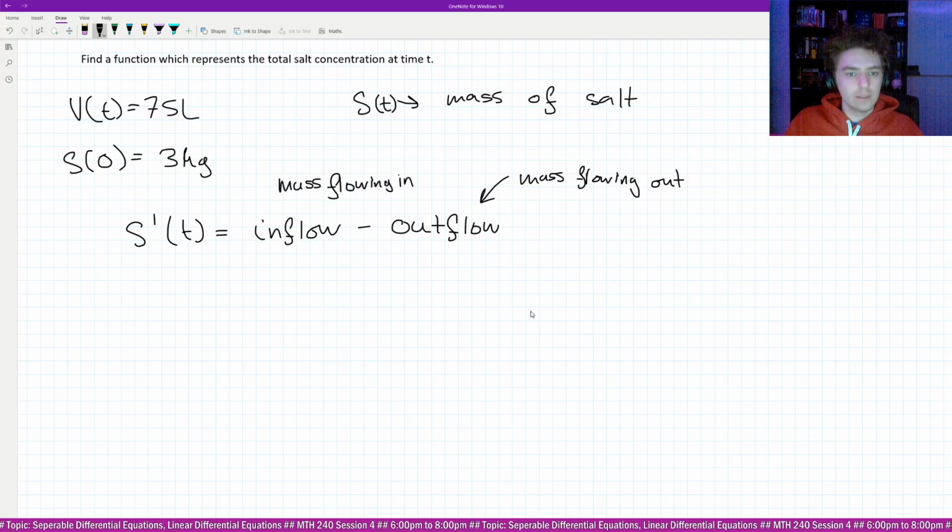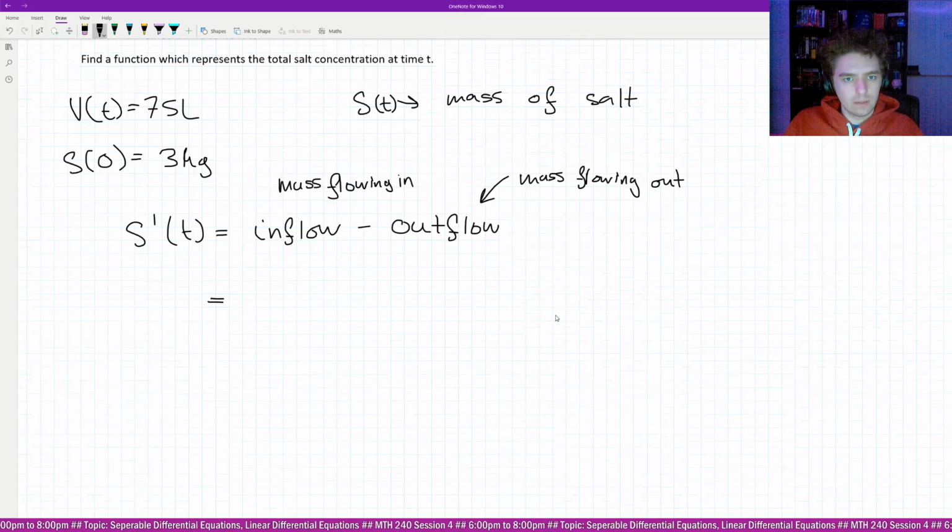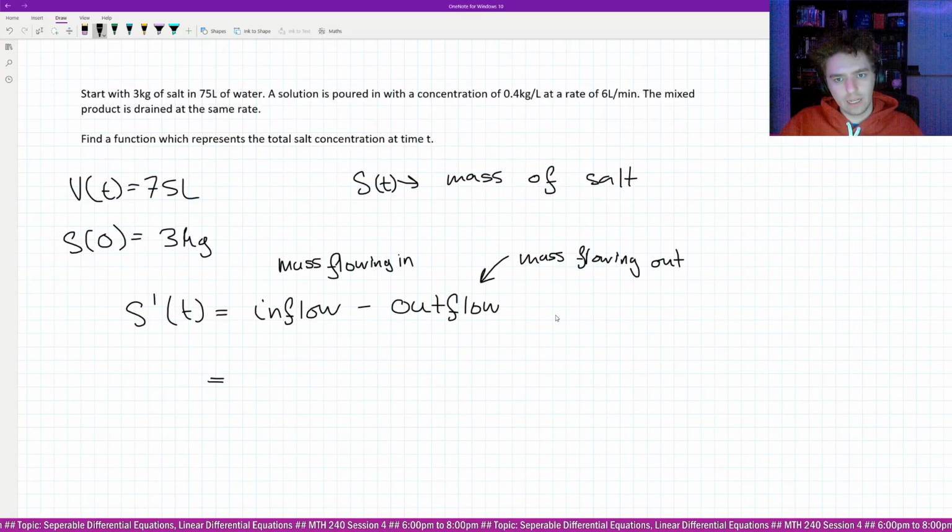Now we just have to find these things as functions of time. So the inflow as a function of time. We said it was 0.4 kilograms per liter at a rate of 6 liters per minute, right? If I multiply these together, we get kilograms per minute.